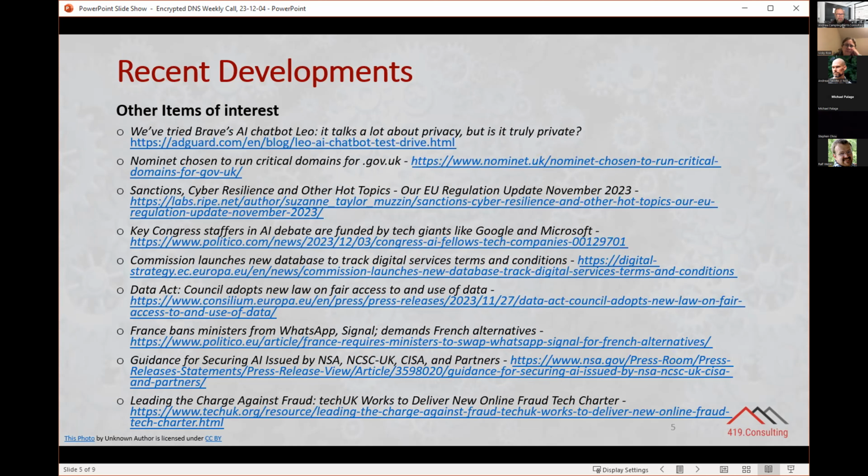There's a fun one from AdGuard at the top of the page. They've had a look at Brave's new AI chatbot to try and get a sense of how private it is. Although, to be fair, I think more of the text is about their experiences using it and whether it's actually answering the questions that they asked it, which they mainly didn't seem to get good answers, but never mind.